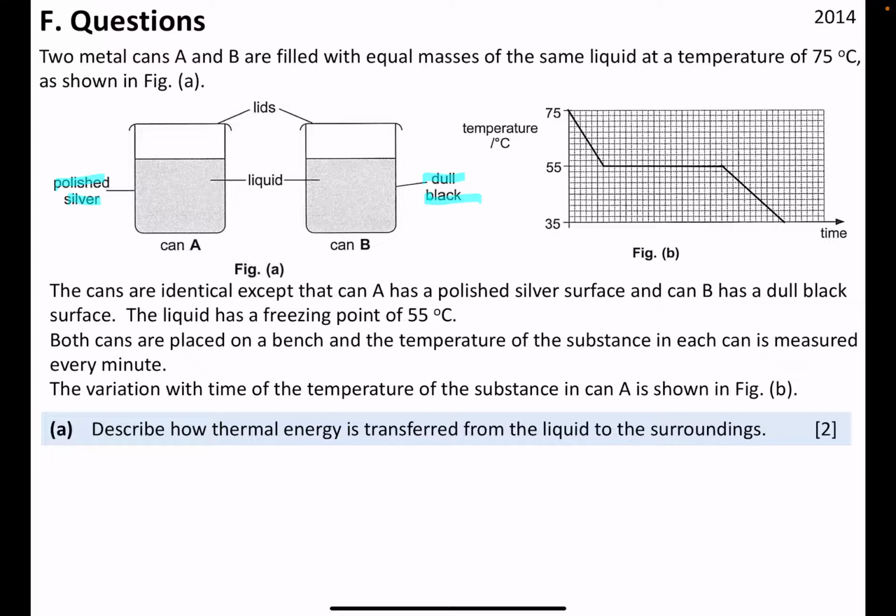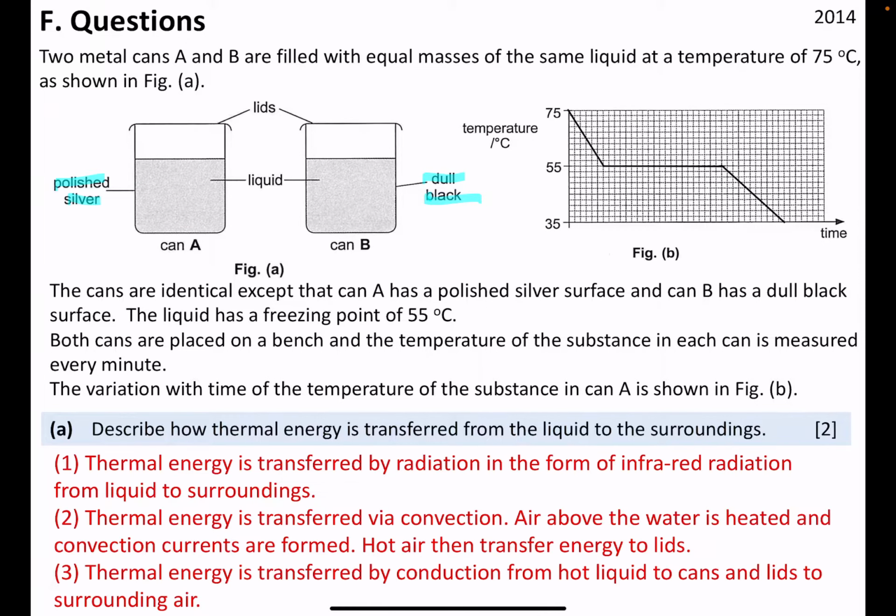Both cans are placed on a bench, and the temperature of the substance in each can is measured every minute. The variation with time of the temperature of the substance in can A is shown. Describe how thermal energy is transferred from the liquid to the surrounding. There are many ways the thermal energy from the liquid is transferred to the surrounding. Thermal energy is transferred by radiation in the form of infrared radiation from the liquid to the surrounding.